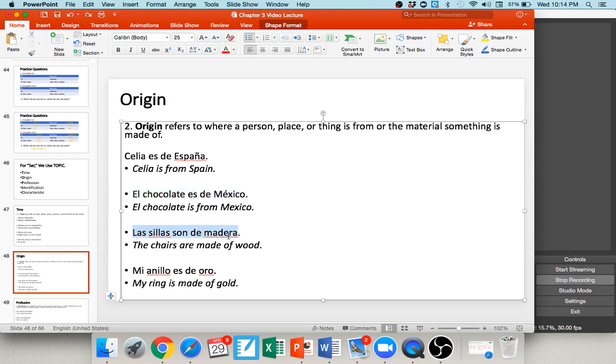Las sillas son de madera. The chairs are of wood. Wood is what the chairs came from. Wood is their origin. Mi anillo es de oro. My ring is of gold. It's made of gold. Gold is the origin of the ring. That's what it came from.